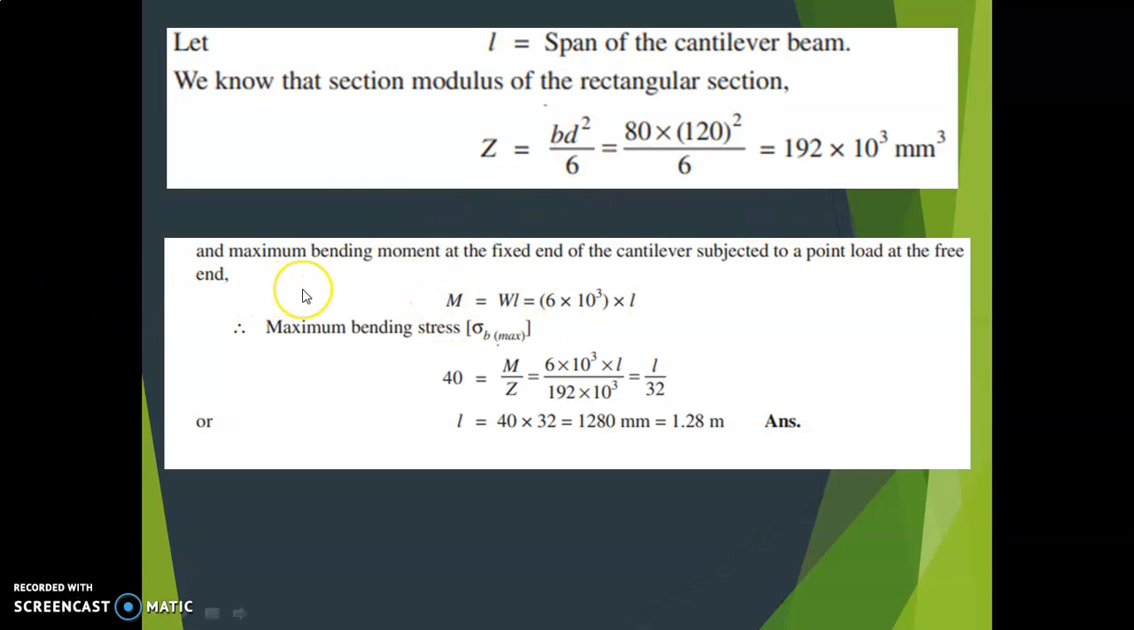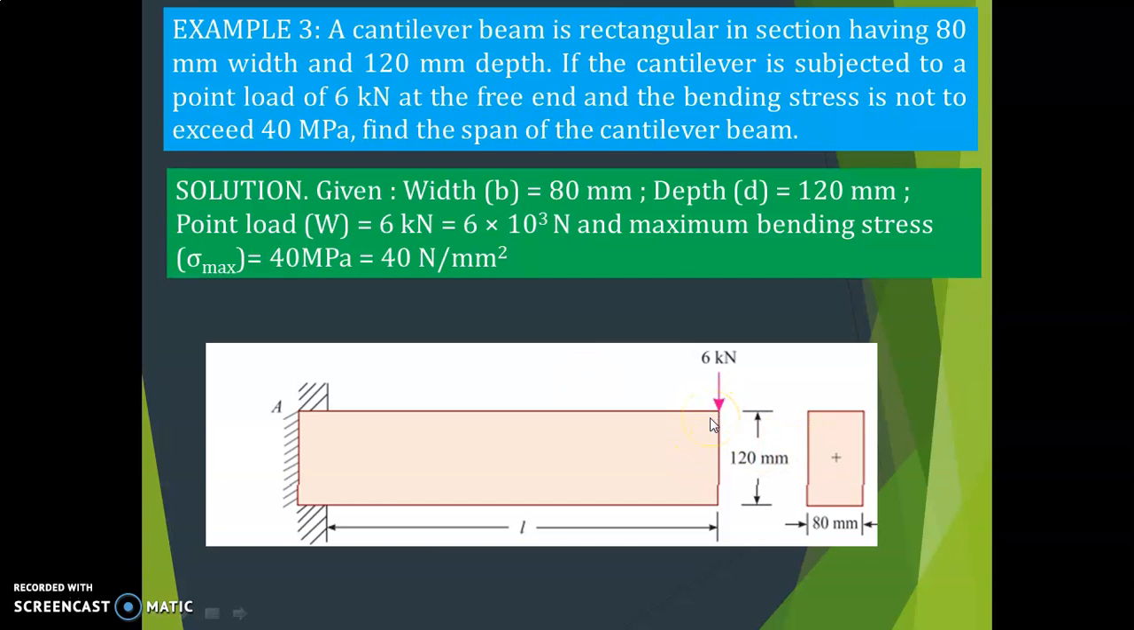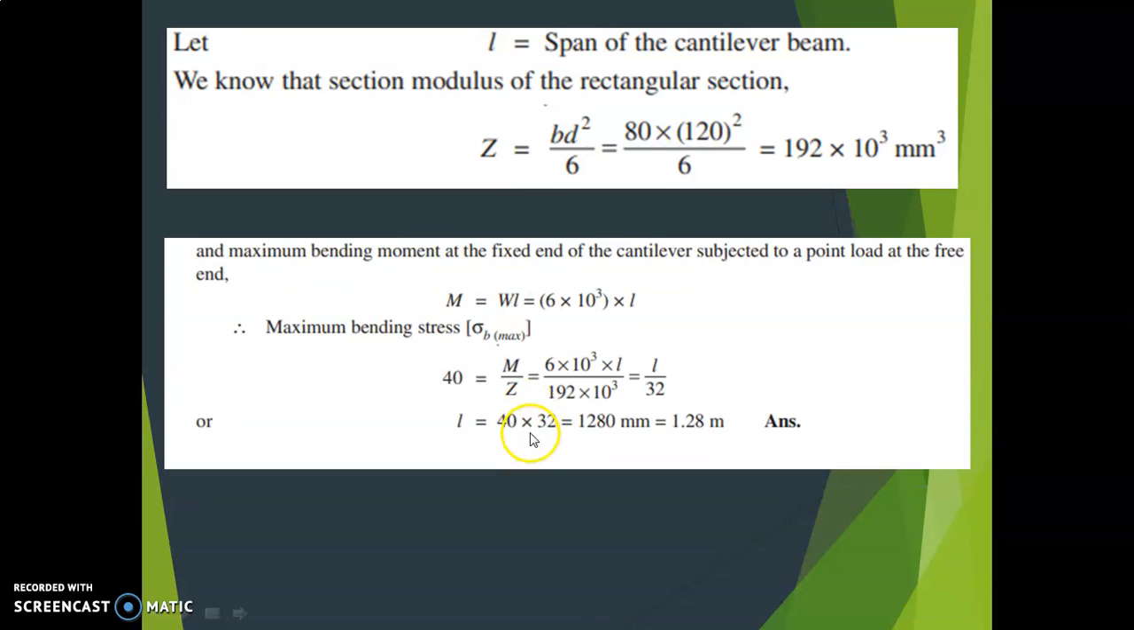So this is given in the problem that maximum bending moment at the fixed end of the cantilever subjected to the point load at the free end, means the point load at the free end is 6 kN. So you have to calculate what is the maximum bending moment. You have studied this in shear force and bending moment diagram for the cantilever beams. When the load is acting at the free end, the maximum bending moment is given by the equation M is equal to W into L. Okay, that is at the fixed end.